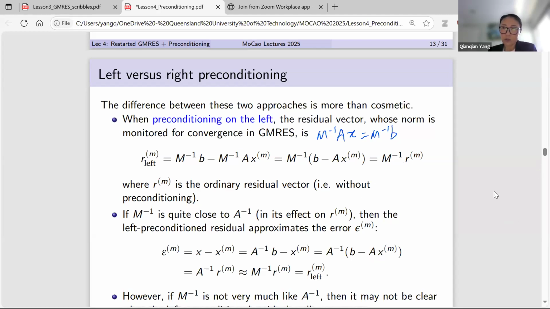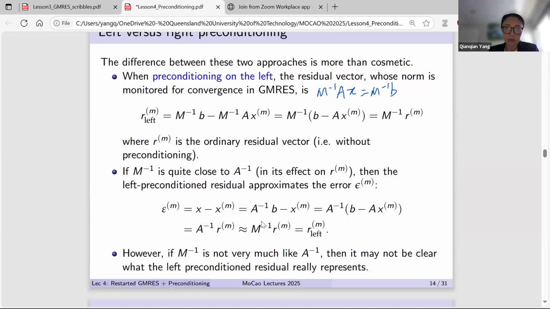So here, if M inverse is quite close to A inverse, then this left preconditioned residual approximates the error. The error is just the exact solution X minus your approximate solution XM. And X is A inverse B, so take A inverse outside, and inside the bracket you have B minus A XM. And this is your Rm.